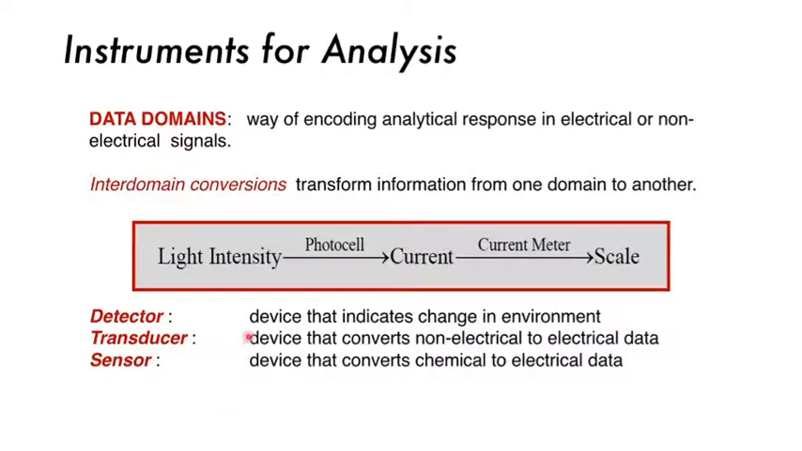Then the transducer is the device that converts non-electrical to electrical data. So it's converting this light to electrical data. And then the sensor is the device that converts chemical to electrical data. So a transducer is what's being used in things like UV-vis spectrometers and FTIR spectrometers. And a sensor is something that converts chemical to electrical data, like what's happening in a pH meter.